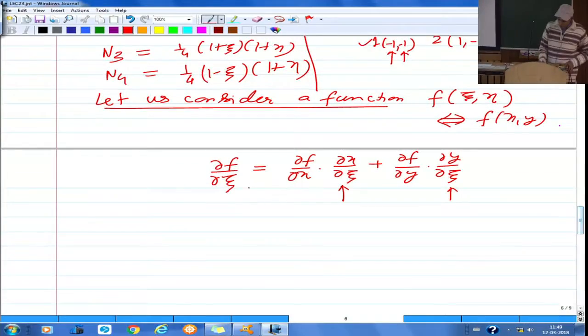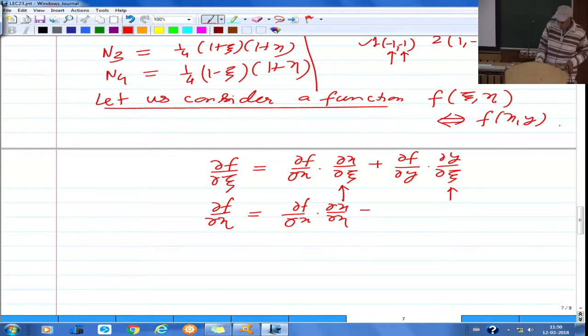Now similarly, if I write the derivative of f with respect to eta, I can say del f by del eta is del f by del x into del x by del eta plus del f by del y into del y by del eta. We have to write these two terms, because once we are saying that f is expressed in terms of x and y, since the derivative is with respect to eta, x also has eta in it, y also has eta in it. So we take rate of change of f with respect to x and then rate of change of x with respect to eta, plus rate of change of f with respect to y and rate of change of y with respect to eta. So that is how we are writing this.